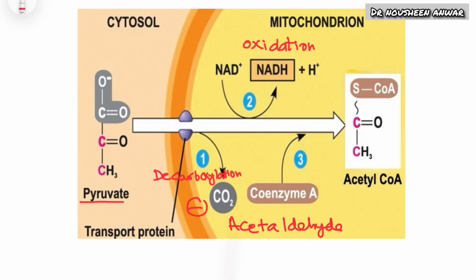In the second step, on the acetaldehyde, this NAD positive is present in the cytoplasm. It is also present in the mitochondria. This NAD positive takes the hydrogen from the acetaldehyde, and it becomes NADH and H positive, and this acetaldehyde becomes an acetyl group. In the third step, coenzyme A attaches to this acetyl group to become acetyl CoA. So this is the 3-step process.